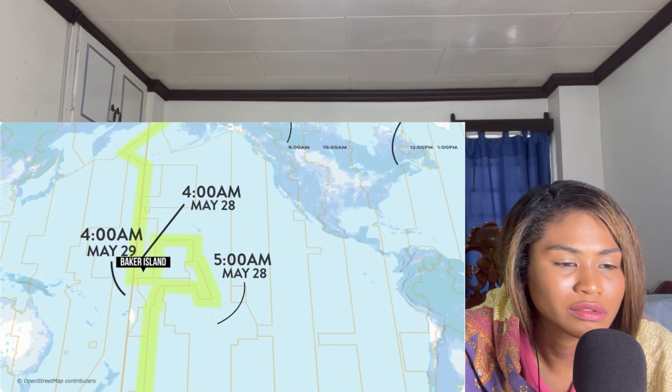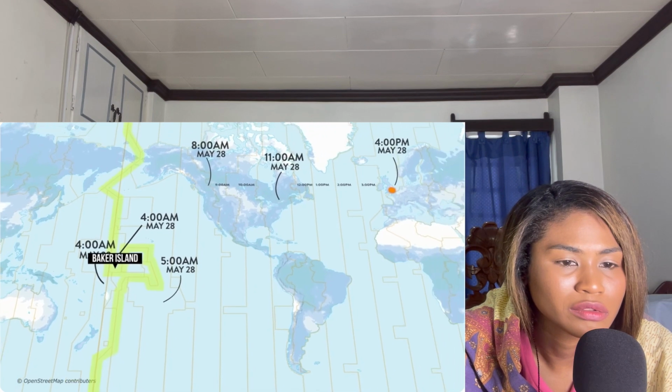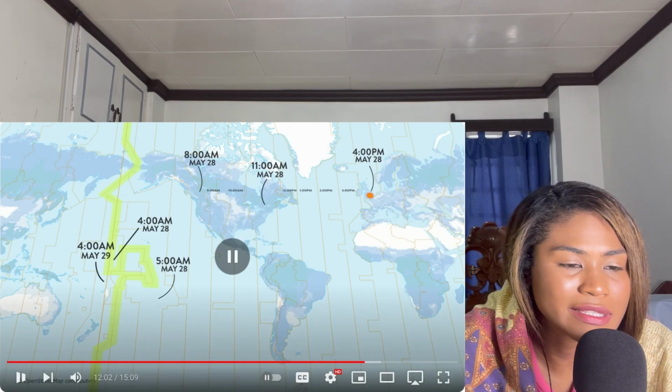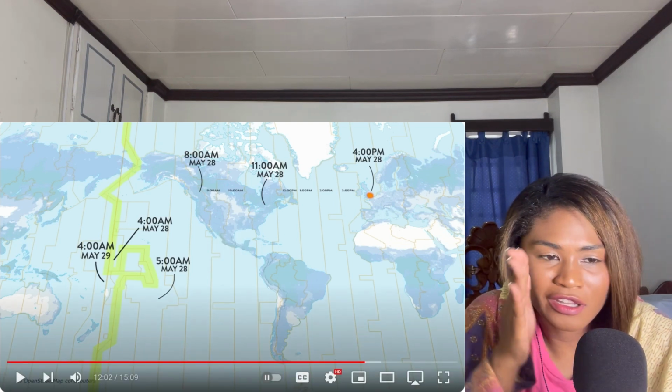Here in Fiji, at the same time, 4 p.m. at Greenwich, it's now 4 a.m. the next day, May 29th. So we went from being 12 hours behind Greenwich to being 12 hours in front of Greenwich just by going over this international date line.